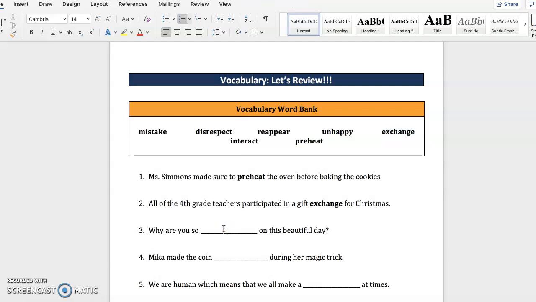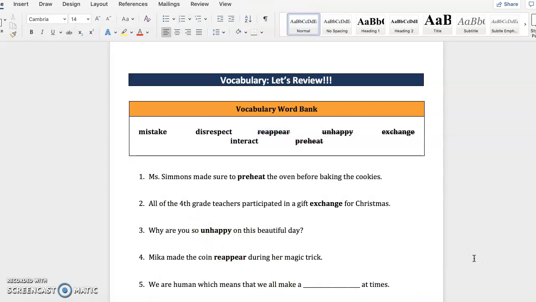Number 3, why are you so blank on this beautiful day? Why are you so unhappy on this beautiful day? Okay, I want you guys to remember what the prefixes mean, remember what the root words mean, and put them together. Mika made the coin blink during her magic trick. What is that, Mika? You made the coin what? Yes, reappear. You be doing magic tricks, Mika? I don't know. Let me ask your mama.